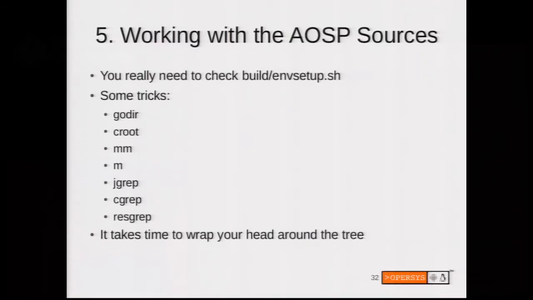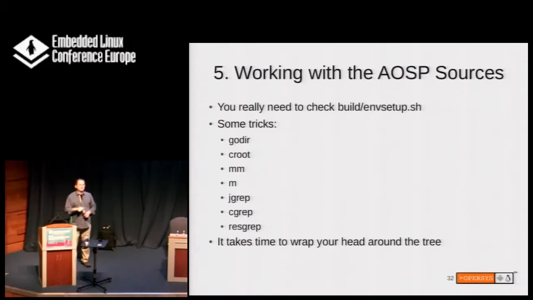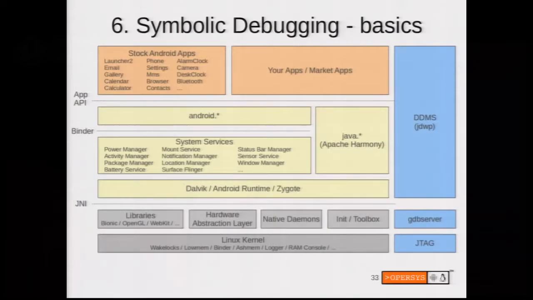Obviously the last point kind of goes without saying. The tree is big. This 4.3 is about 7 or 8 gigs of sources. It takes a little bit of time to get the hang of it. It's like, oh yeah, that's where this thing is. So just have some patience.